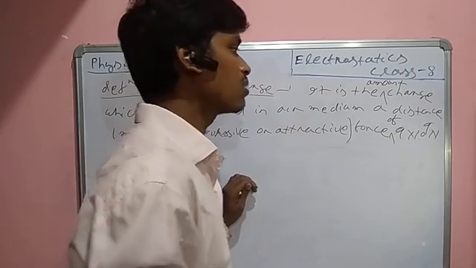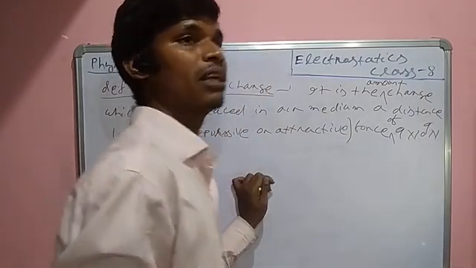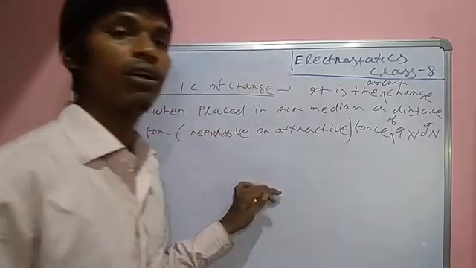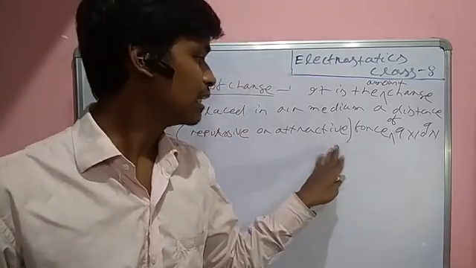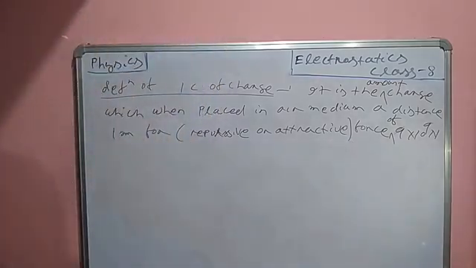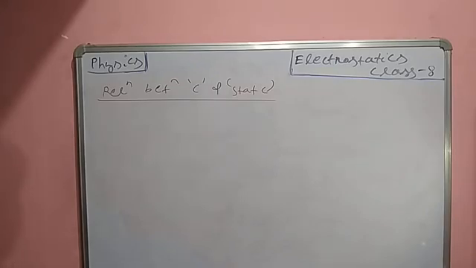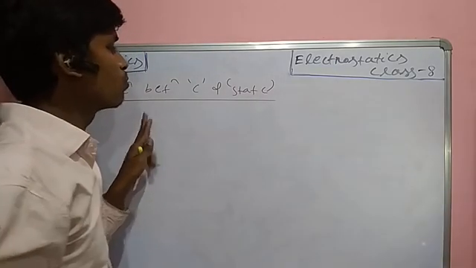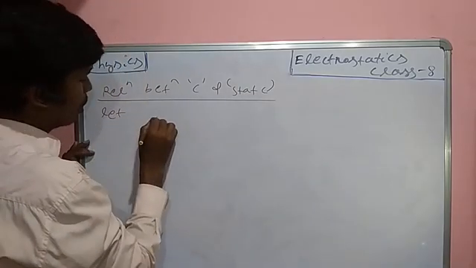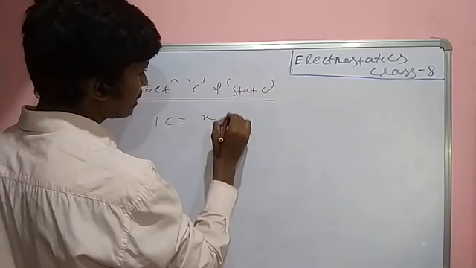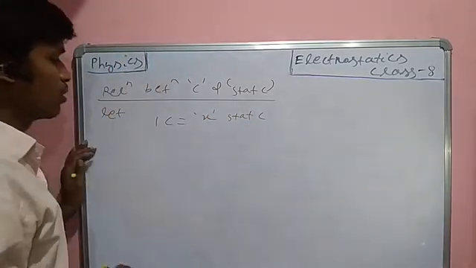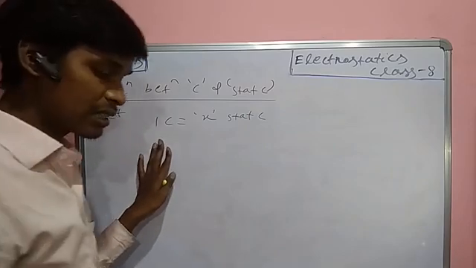Then we will discuss the relation between coulomb and stat coulomb. So make a heading: relation between coulomb and stat coulomb. Suppose 1 coulomb is equal to x stat coulomb.